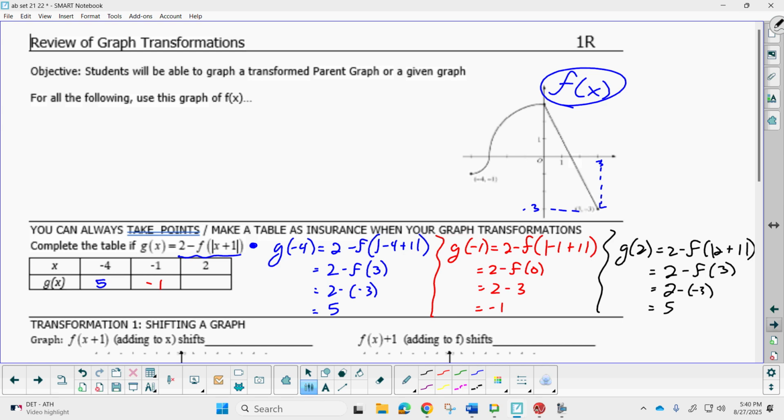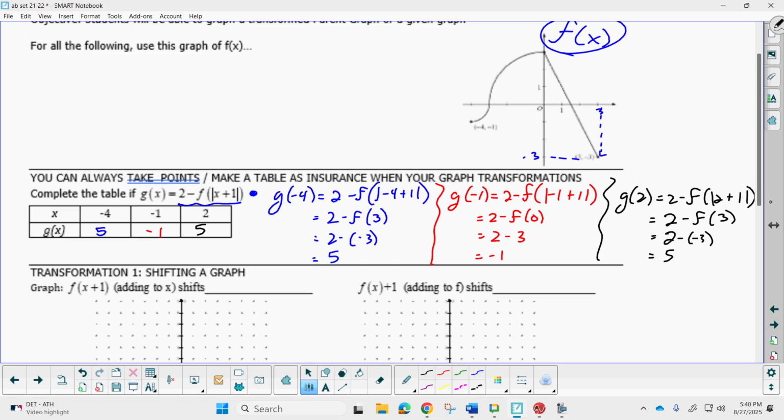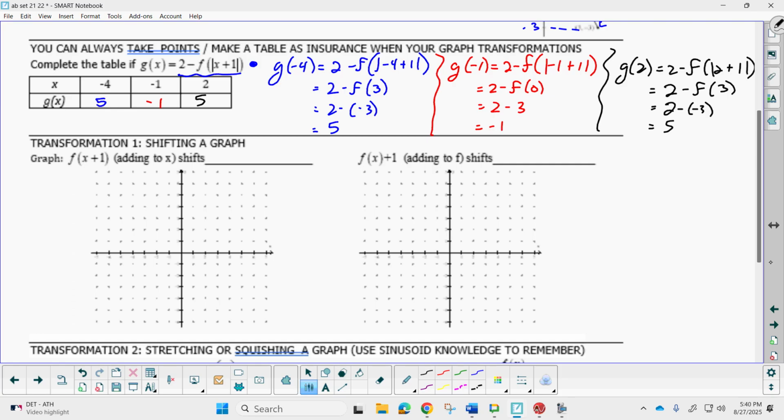I'm getting 5 for that also. All right. Absolute value tends to do that, causes similarity between two sides. We'll talk about that in a minute. All right. Now, you've got a basic check your work kind of idea, but now let's talk about the graph.